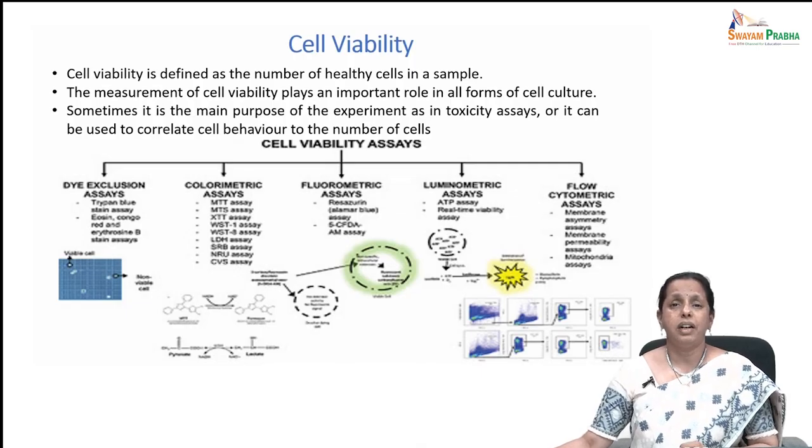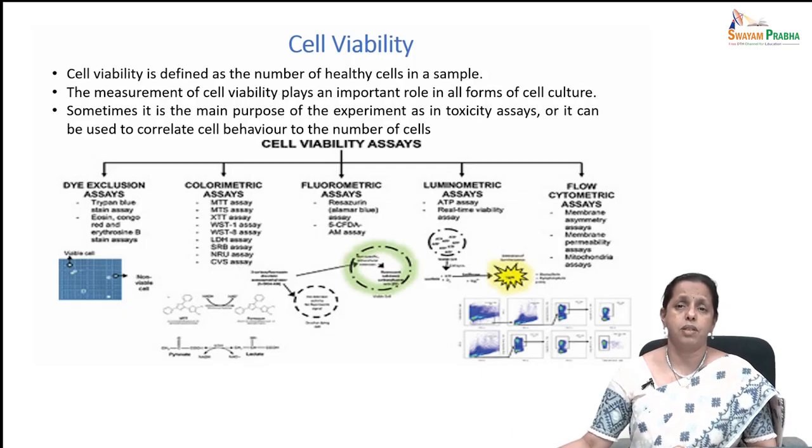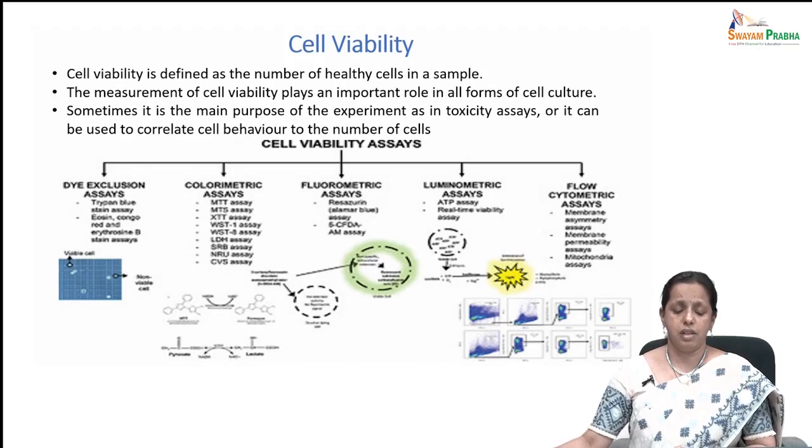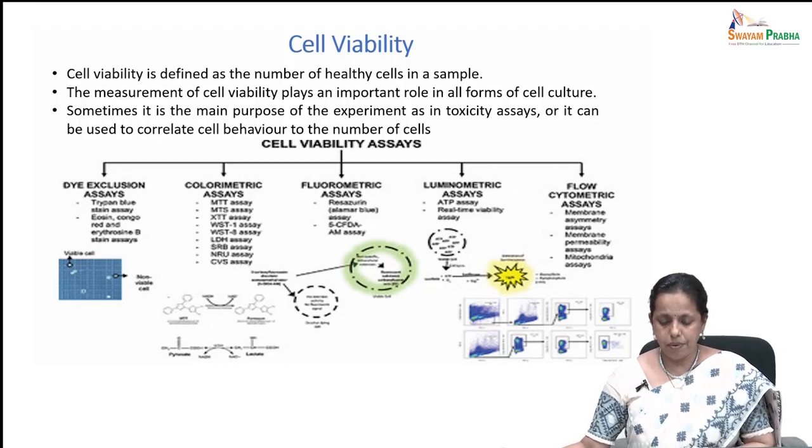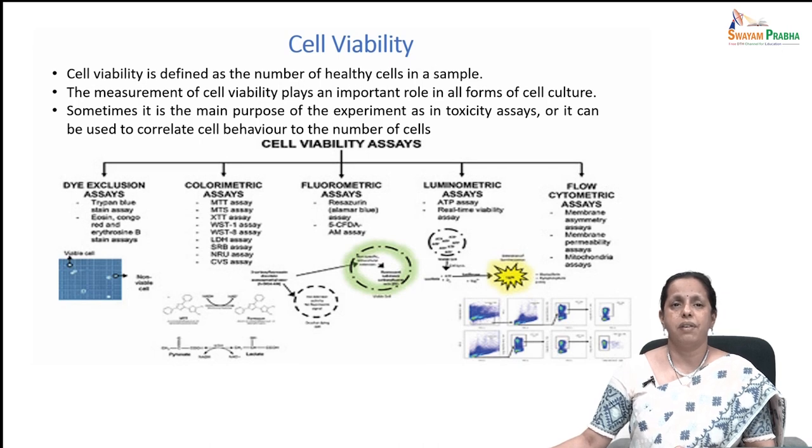Again, a very important method is the ELISA-based, colorimetric method, where we have the MTT, MTS and similar assays. The MTT assay is based on the reduction of MTT to formazan, and the formazan is then solubilized by DMSO. So the more MTT reduction happens, the more viable cells are present. We have fluorometric assays and luminometric assays for determining viability. Even flow cytometric analysis, such as membrane permeability and annexin V binding assays, is very important to determine the viability of cells.